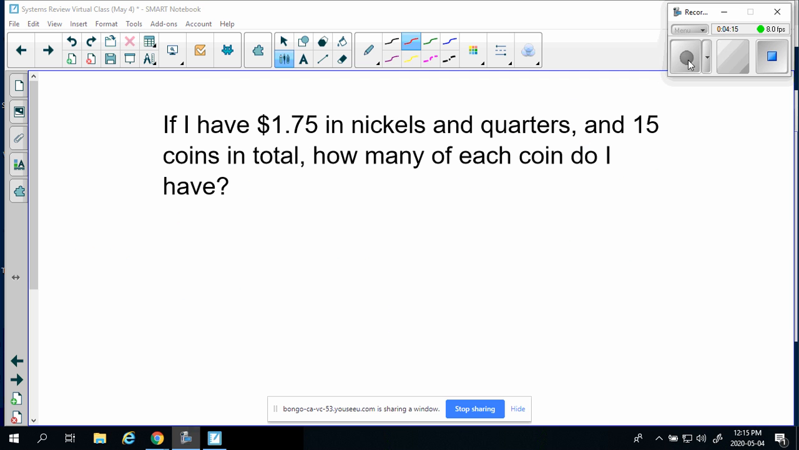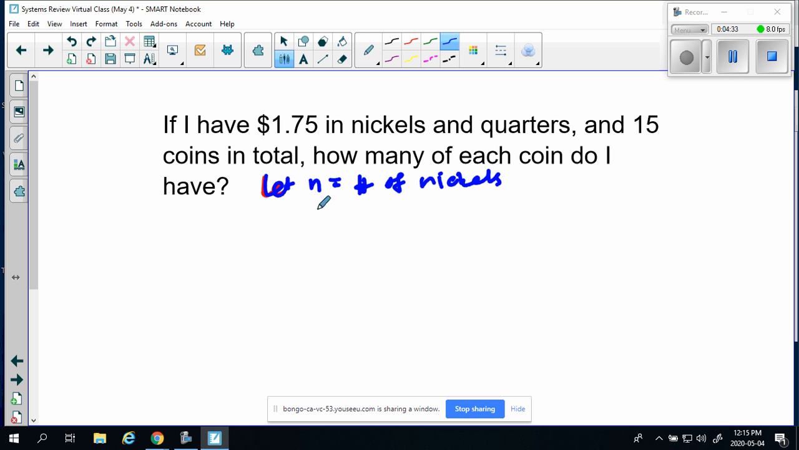So yeah. I have $1.75 in nickels and quarters and 15 coins in total. How many of each coin do I have? We're going to let N equal the number of nickels and Q equal the number of quarters. And I know that I need two equations. The first equation is pretty easy because if I add these together, I'm going to get 15 coins. That's how many I have in total.